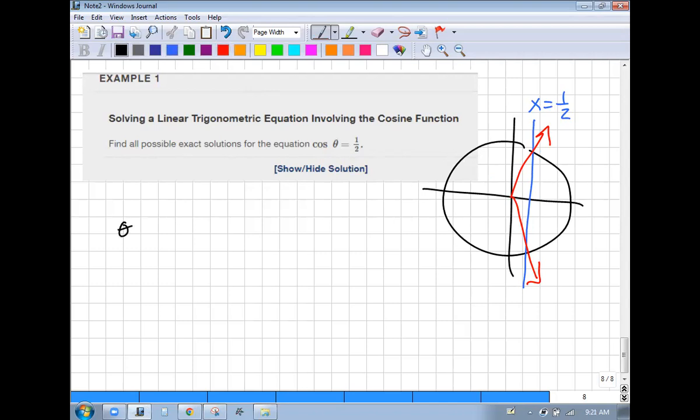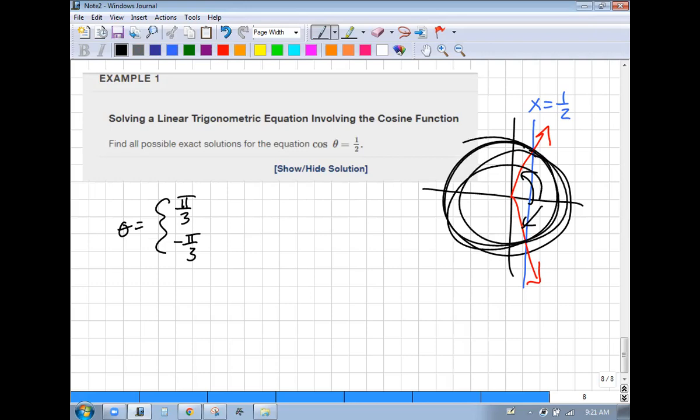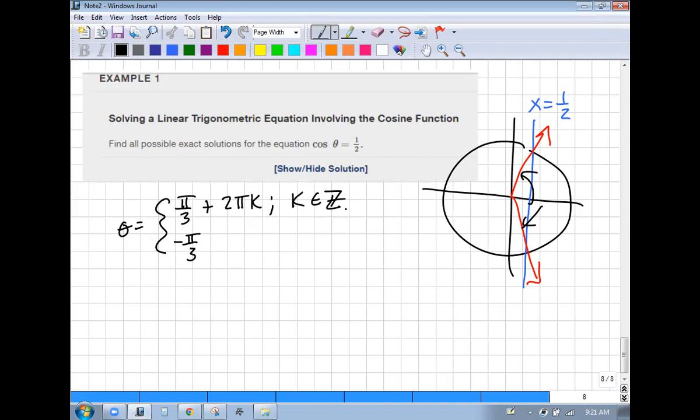So I'd be like, okay, well, theta has to be either, what is this? This is pi over 3 or negative pi over 3, right? But I also want this angle and that angle and all the possibilities, right? So since cosine is 2 pi periodic, I would put here plus 2 pi k, where k is an integer. Remember, funky Z means integers. That's 0, 1, 2, 3, 4, 5, -1, -2. All I'm saying is take this number and add or subtract any multiple of 2 pi to it, right?